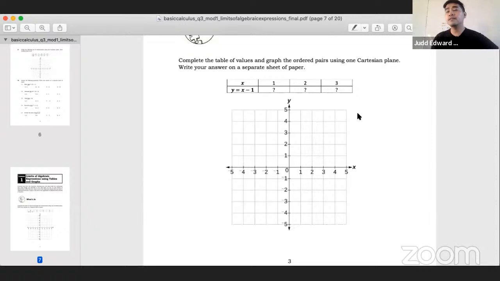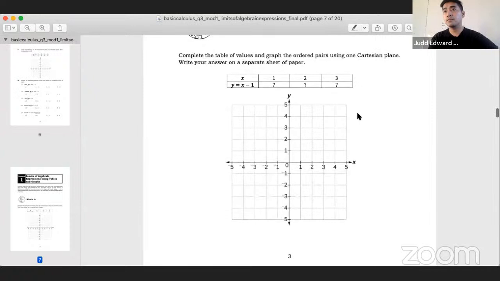Sir, since we have the value of x po and given na rin po yung pinaka-equation po para makuha po yung value ng y, parang isa-substitute na lang din po yung value po ng x kanina dun po sa y. So, magiging y equals 1 since we have value of x po na 1, 1 minus 1. So, ang una pong value ng y is 0 po. And then, next po is 2 minus 1. Ang magiging value po ng y is 1. And 3 minus 1 po is 2. Ganun po yung ginawa ko, sir.